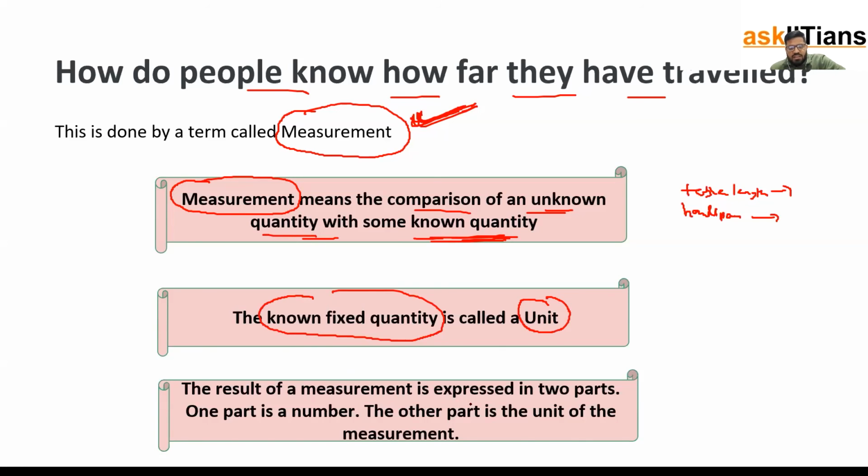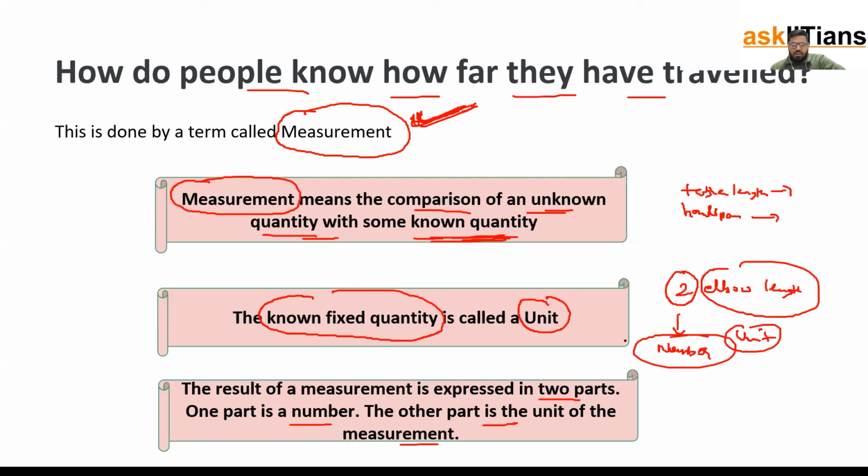And the result of a measurement is expressed in 2 parts. One part is a number, and the other part is the unit of the measurement. As I told you, suppose 2 elbow length. In 2 elbow length measurement, 2 is the number, and the other part is the elbow length, which is the unit. So this is the unit and this is the number. So measurement is a combination of 2 things, number and unit. That number will give you the magnitude, and unit will give you the fixed quantity which you have taken to make the measurement. Okay, clear?